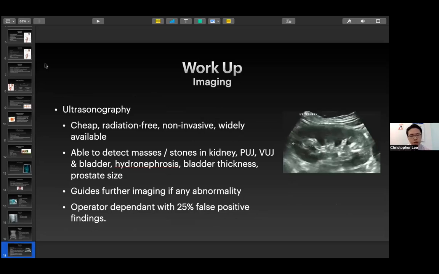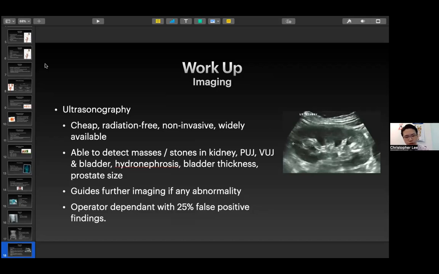Okay, the next test is ultrasound. This is a cheap, radiation-free, non-invasive, and widely available tool. And I believe that almost all emergency departments will have an ultrasound machine. So it's very useful if you are able to do a simple bedside ultrasound yourself and not wait for the radiologist, because sometimes there are some simple signs that can be detected at our level in emergency. And also for myself as a urologist, sometimes it takes a bit too long to wait for the radiologist. So we do our own scans.